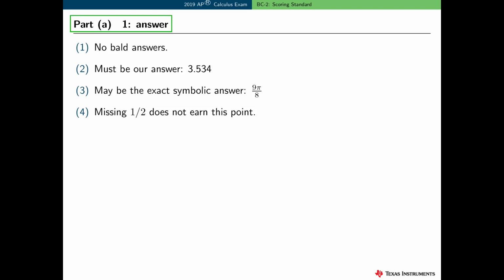The second point in Part A was for the answer. A bald answer was not accepted here. There has to be supporting work. And to earn this point, the student must present our answer only, 3.534. Now that sounds kind of funny, but we're not reading for or checking answers here that correspond to incorrect integrals. Now the student may of course present an exact symbolic answer. This was a calculator active question, and a CAS calculator might return this value. And if the 1/2 is missing, the student does not earn this second point.